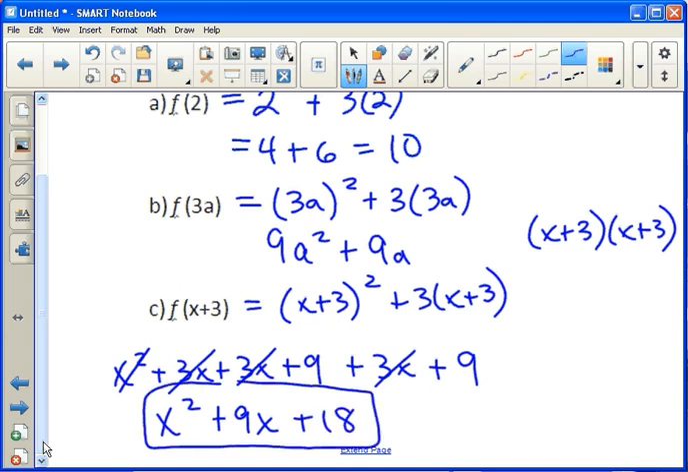And some of you have asked if you need to factor that. No, you definitely do not need to factor that. You just leave it just the way it is. Just make sure you combine all the like terms.